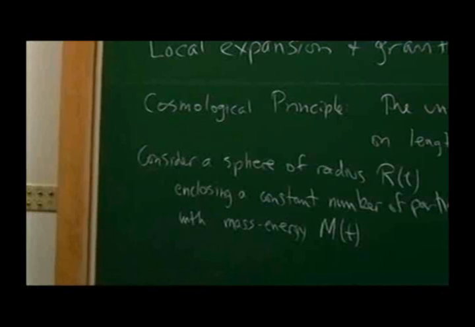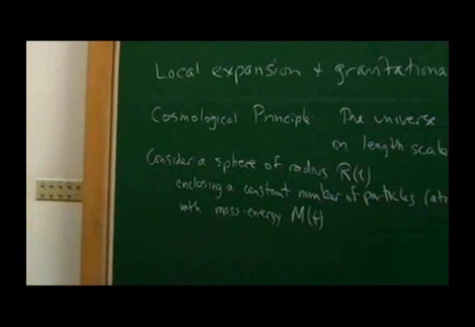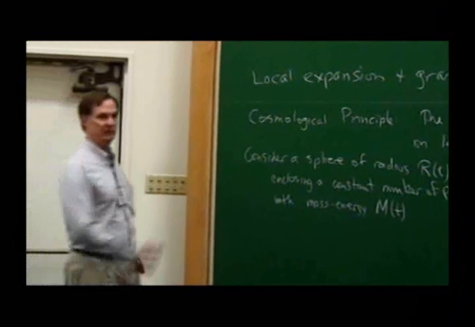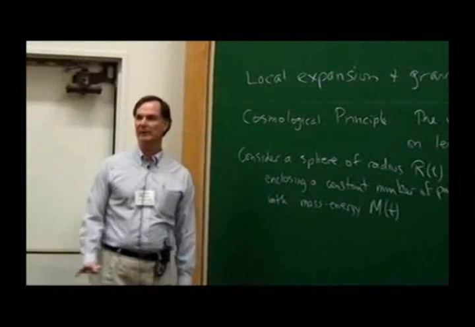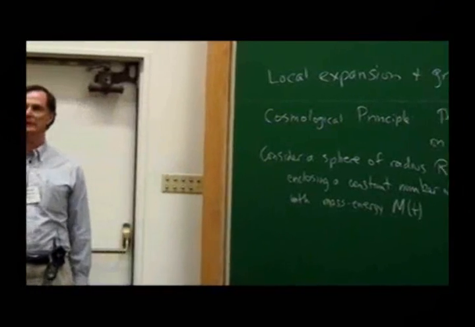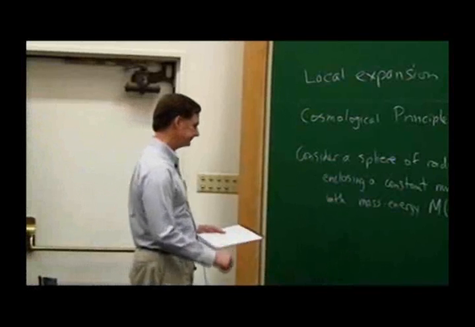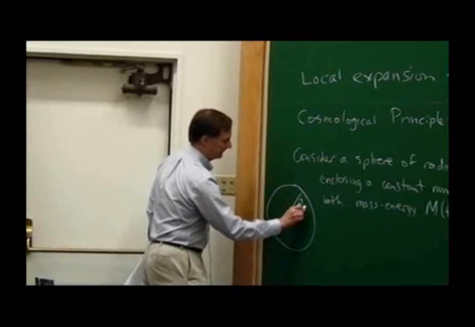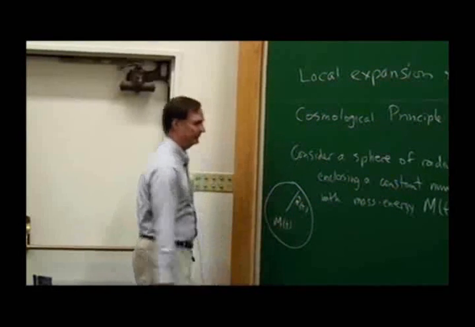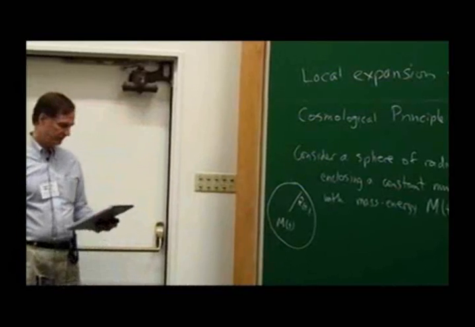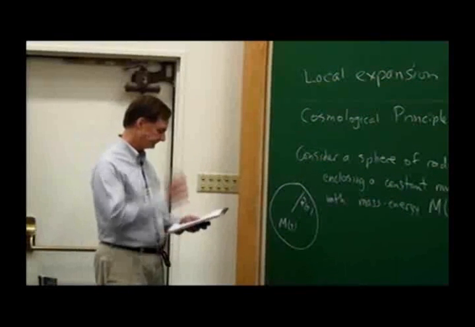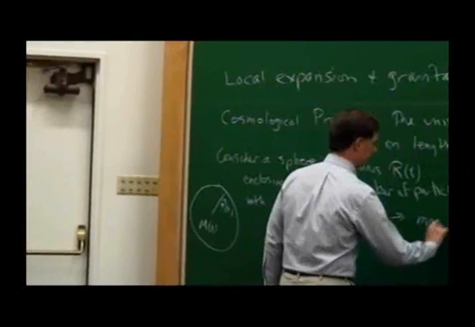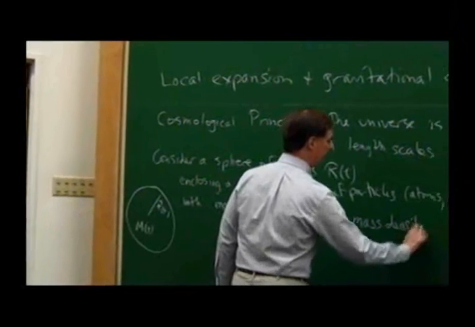I will not prescribe how that mass energy changes with time in the sphere, but I will let it change, supposing that I might be describing even relativistic particles here. Although I'm going to set this out as if it were a Newtonian context, the application is much wider. So I have this sphere, a radius r of t, enclosing a mass m of t. The sphere encloses a fixed number of particles. And therefore, I have a mass density, which will be a source for gravity.